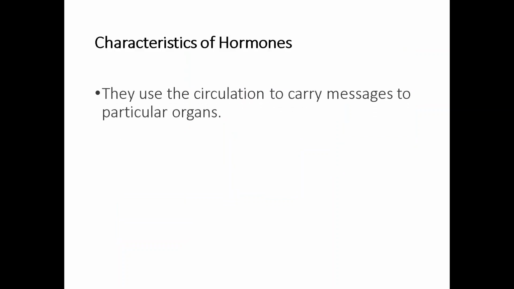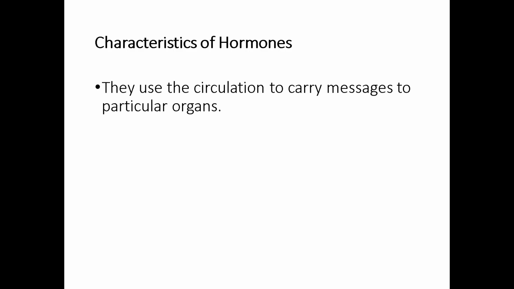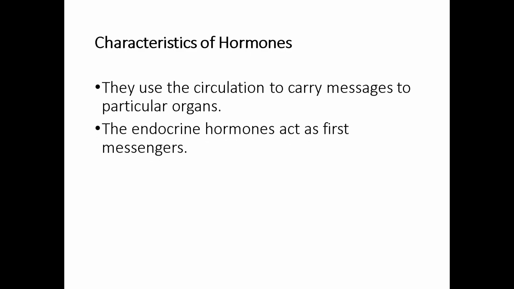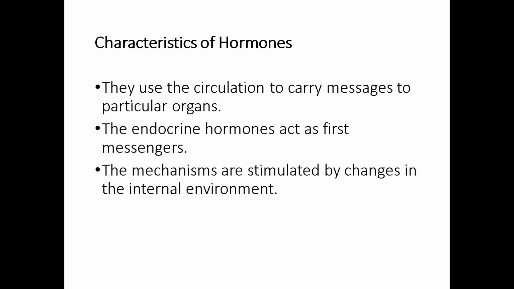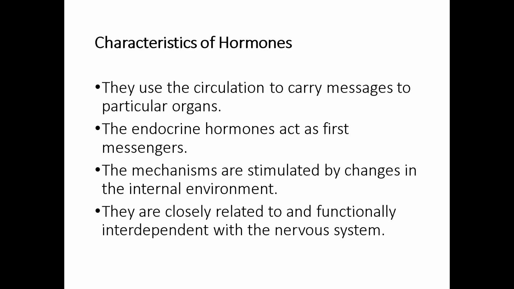We'll also talk about the characteristics of hormones, and foremost is that hormones use the bloodstream to carry messages to particular organs. Endocrine organs secrete their substances directly into the bloodstream. And the endocrine organs act as your first messengers. The mechanisms are stimulated by changes in the internal environment, and in this sense, the internal environment is the extracellular fluid compartment. And lastly, hormones are closely related to and functionally interdependent with the nervous system.